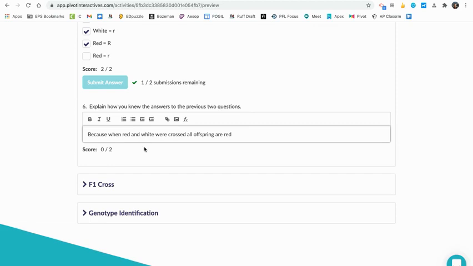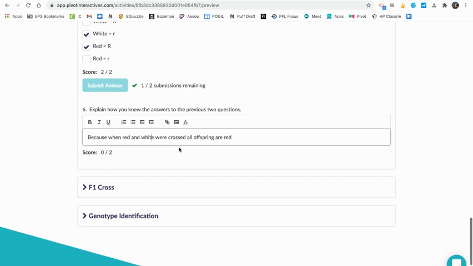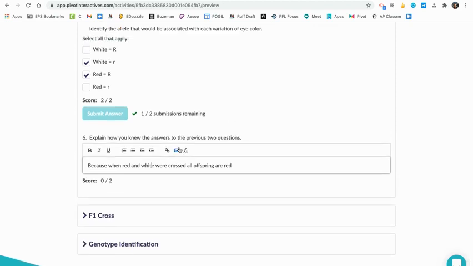Wait, so how do we know it's dominant again? Because the first parents were red and white. If white had been dominant, we would have seen all white offspring. But since all of the offspring were red eyes, we knew that red had to be dominant. And more than likely, mom was homozygous as well.